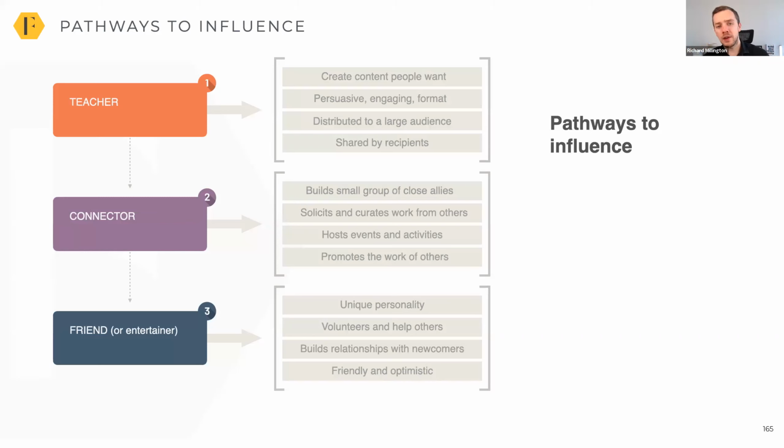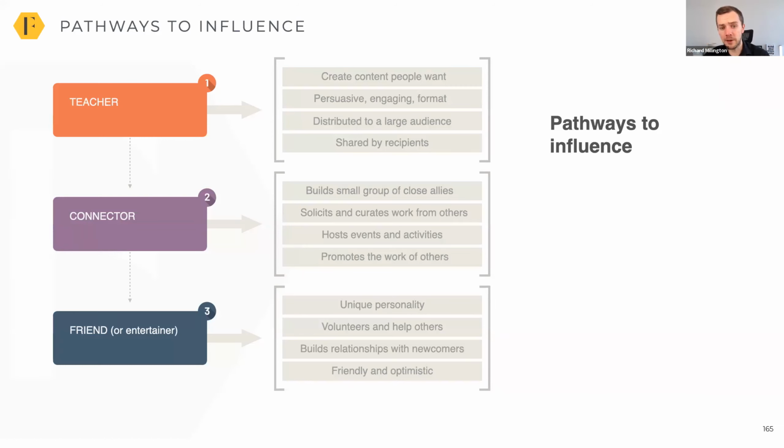This is where you create content that people want. You make it persuasive. You distribute it to an audience, and it gets shared by the audience. This is what I do, how I manage a community. I know what my personality is. I know what I'm good at. I know what I'm bad at. So I take that approach because I think that gives me a certain level of authority and influence over the people I want to reach.